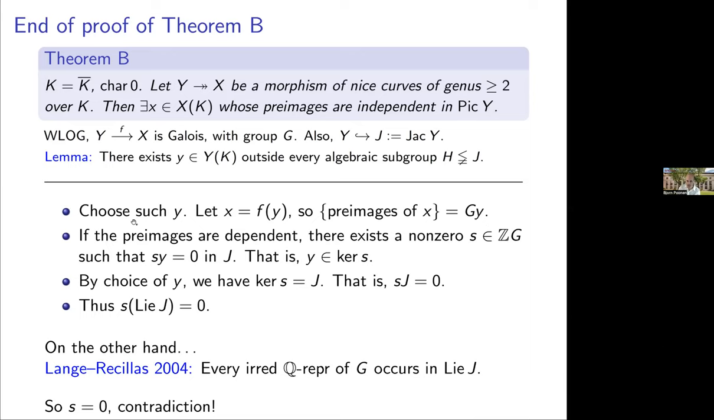Now, I'll do a proof by contradiction. Suppose the pre-images were actually Z-dependent. That means there's some Z-linear combination of these points in this orbit that gives zero in the Picard group. Another way of saying that is that there's an element of the group ring, some non-zero element S, such that S times Y is zero in the Picard group or in the Jacobian. This is what I want to get a contradiction out of.